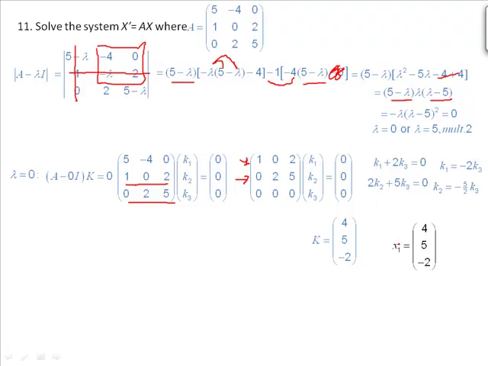And this is one solution, because my lambda is 0. This would be times e to the 0t, which is just 1. So I get just x1 is the column matrix 4, 5, 9. Okay, so let's see what happens when lambda is equal to 5.